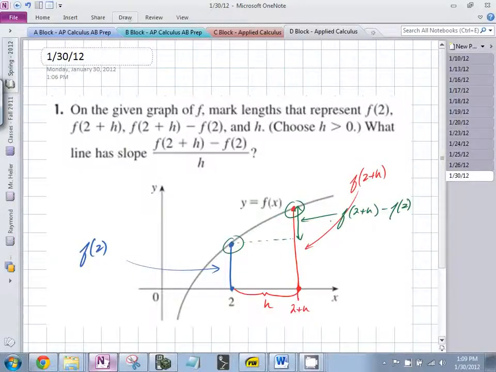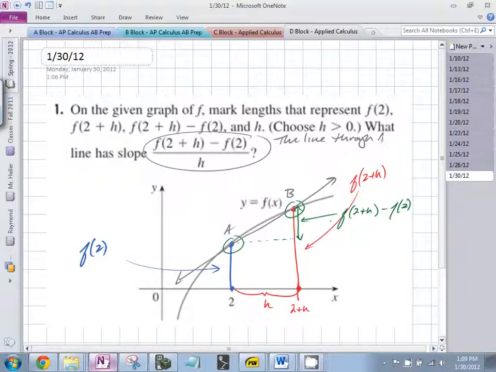That is correct. Who said secant line? That is absolutely correct. So it's this line right here. If we call that point A and point B, the answer to this would be the line through A and B. That's it. h is any value from 2, and it's going in the positive direction.